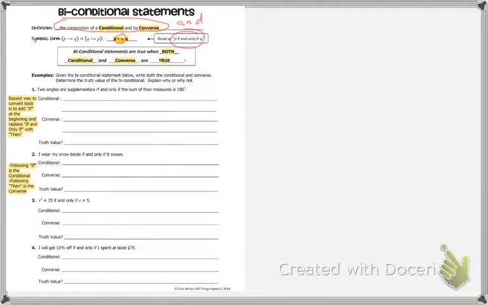So if you look at number 1 here, two angles are supplementary if and only if the sum of their measures is 180 degrees. So biconditional statements are true when both the conditional and the converse are true. Remember, we're joining them with the word and. That means both statements have to be true.